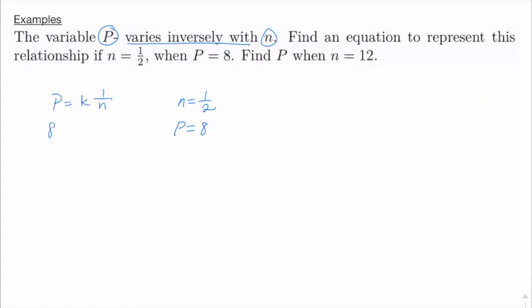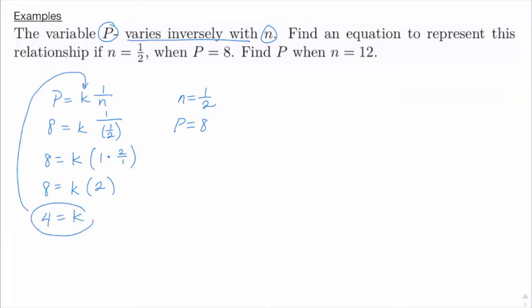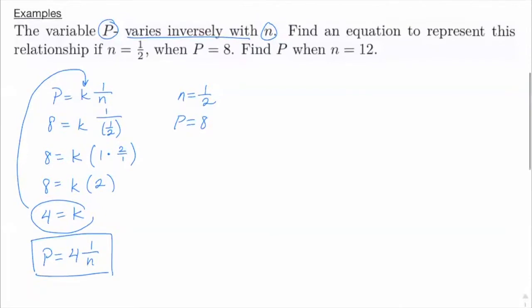We're going to substitute p for 8 and 1/2 for n, and simplify this. 8 equals k times 1 divided by 1/2. That's the same thing as 1 times the reciprocal of 1/2, which is just 2 over 1. So we get 8 equals k times 2. Now if we divide both sides by 2, we'll get 4 equals k. Now that we have k, we can plug that back into our original to get p equals 4 times 1 over n. This is the equation that represents our relationship between p and n.